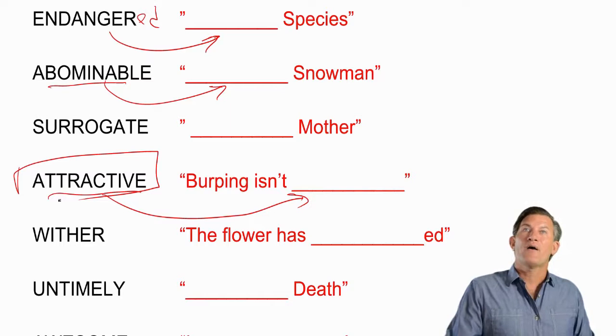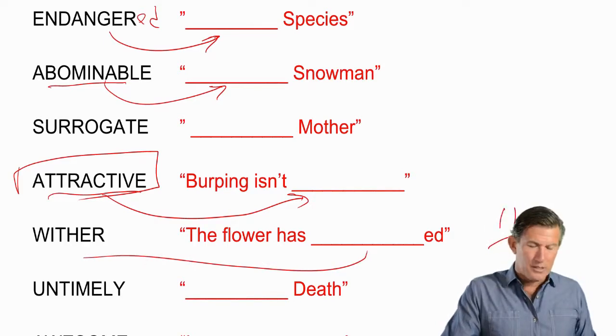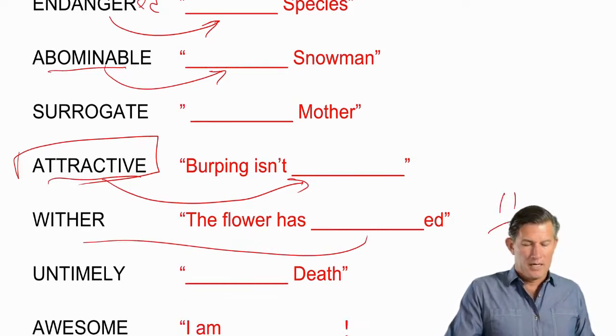Okay, the flower has withered. Okay, what does that mean? That it's healthy? No, it's something negative. So we can use the context if you can remember where that went.